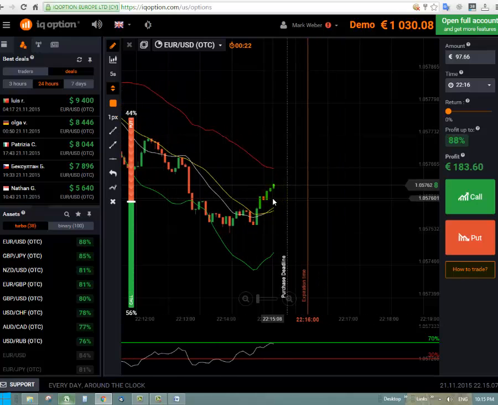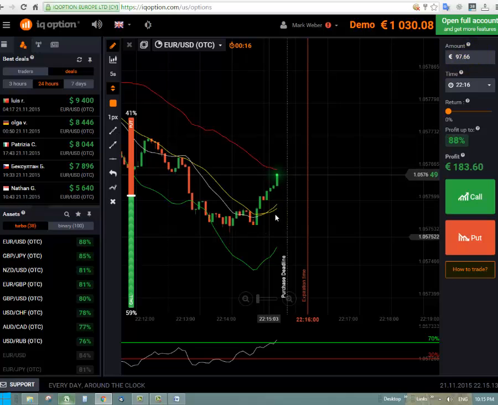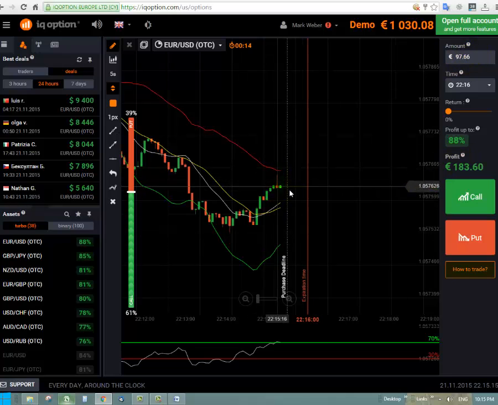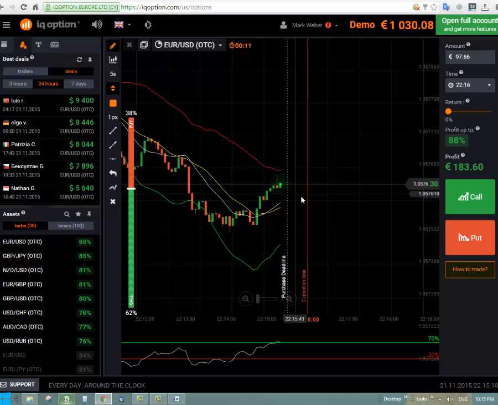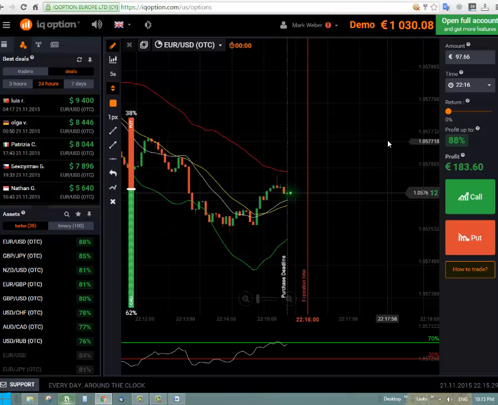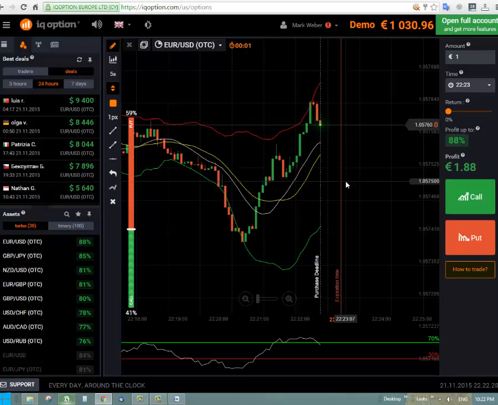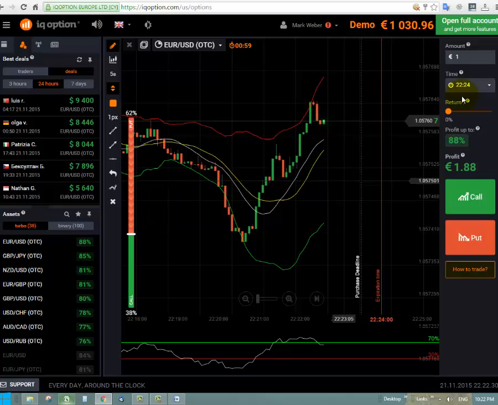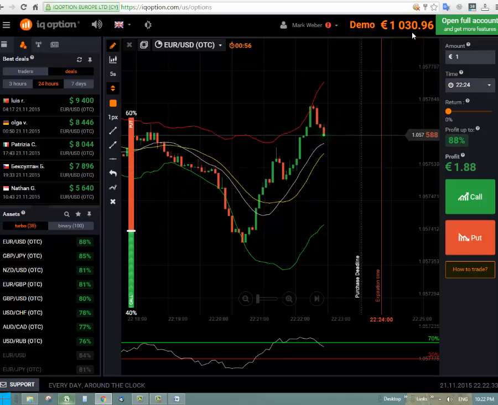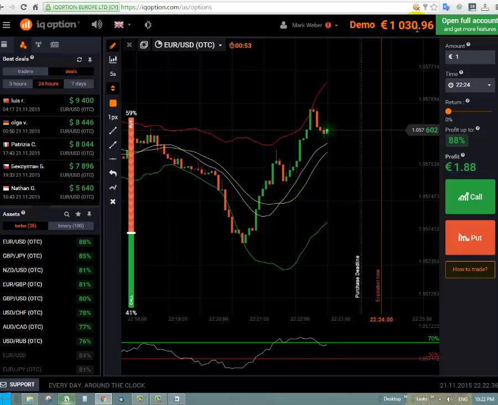It wasn't necessary to make the 6th position, so as you can see on the 5th position we won the trade. Well, we have now 1030 euros. So you got the idea about what this strategy is all about. As you can see, in less than 30 minutes we made 30 euros profit.